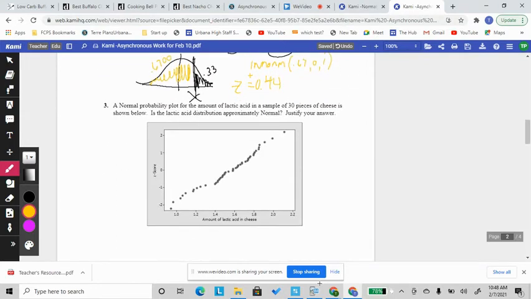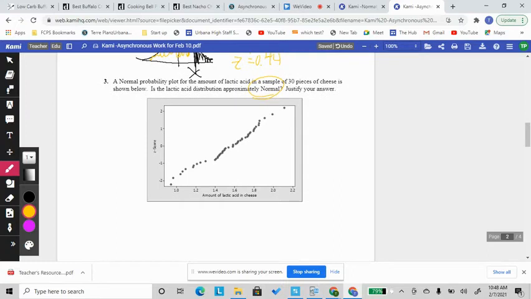A normal probability plot for the amount of lactic acid in a sample of 30 pieces of cheese is shown below. Is it normal? Okay, so this is a new chart. Basically, what it does is it takes a set of data and calculates, these are all the X values. This is the data set. So this data set goes between like 0.8 to about 2.1-something. You don't have the data set, but these are all the little data points graphed, and it just makes a scatter plot.